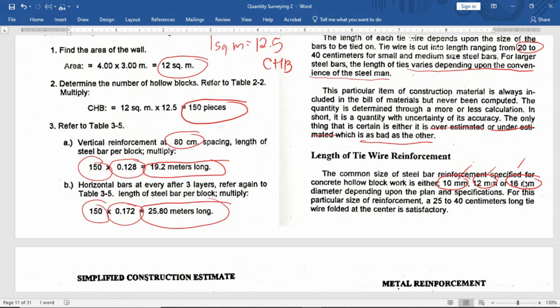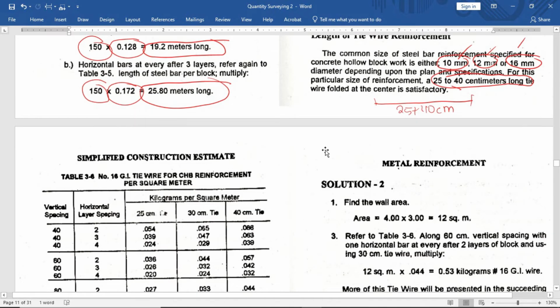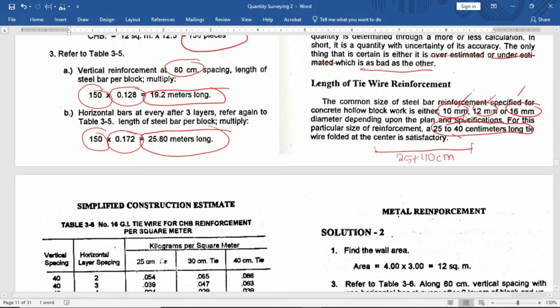For this particular size of reinforcement, a 20 to 40 centimeters long tie wire folded at the center is satisfactory. So, kung ito lang naman yung mga bakal na gagamitin natin, ang length lang ng tie wire na puputulin natin is 25 to 40 centimeters lang naman. So, kung yan lang yung kadalasan na gagamitin natin, try natin, tingnan natin. Huwag nyo makalimutan, ito yung kadalasan na length ng tie wire natin pag ito yung mga bakal na gagamitin natin.